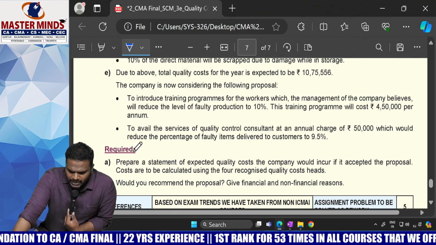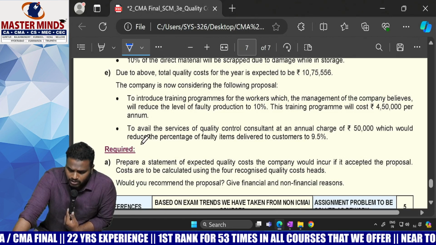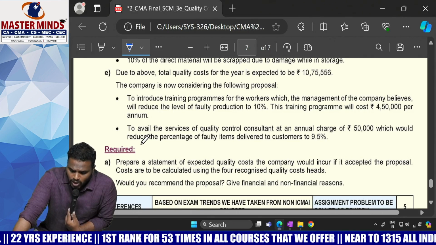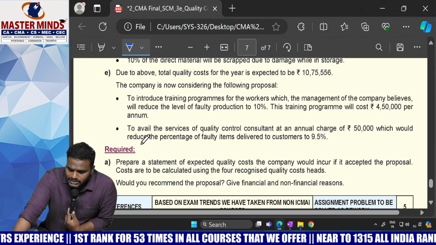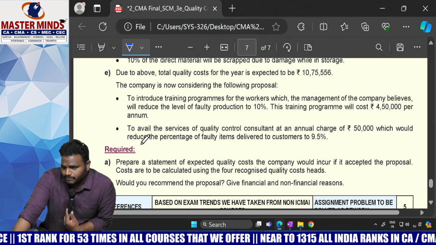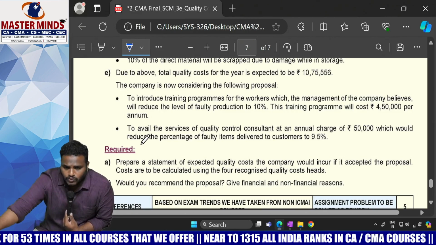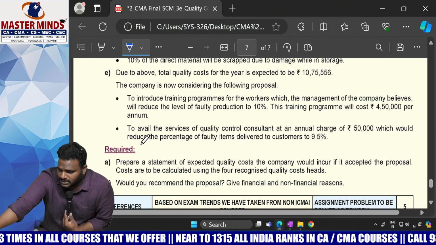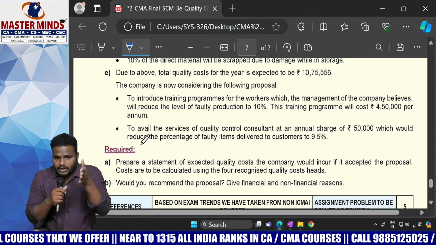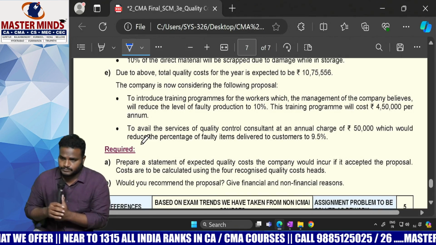Now, prepare a statement of expected quality cost. They're asking you to prepare a statement of quality cost the company would incur if it accepted the proposal, with costs calculated using the four recognized quality cost heads. Here they're asking you to prepare a quality cost statement and classify that cost into four categories. What are the four categories? Prevention, appraisal. Yes. For the current situation and also the proposal.